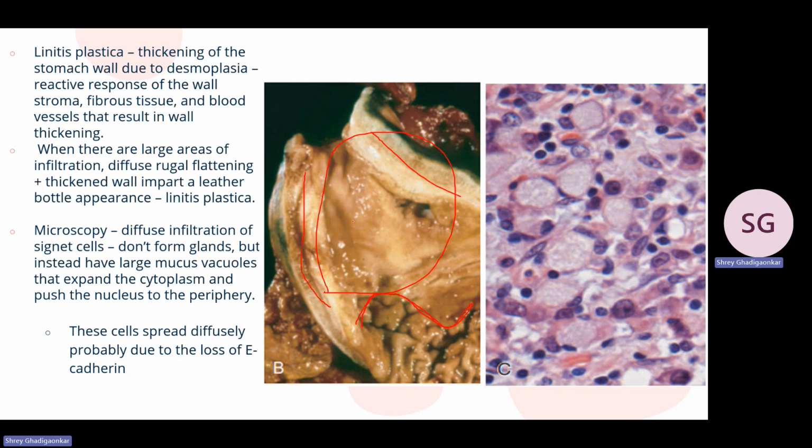On the right side, you can see the microscopy, which consists of signet cells. We can see one over here. Signet cells are a type of cells which are supposed to produce mucus, but they don't, and therefore it's associated with cancer. Signet cells are characterized by a peripheral nucleus with a large cell, and this region consists of mucin. These cells spread diffusely, and that's probably due to the loss of E-cadherin.